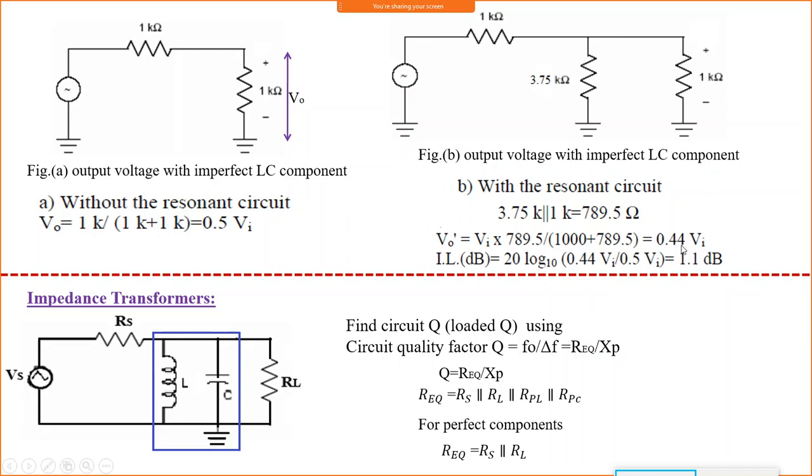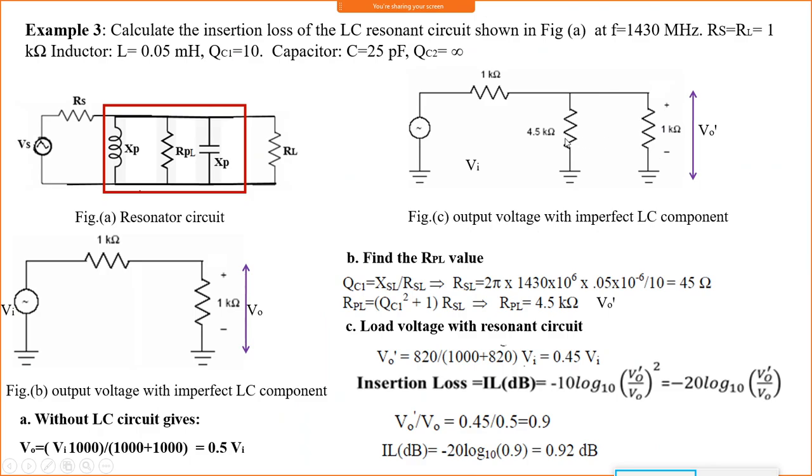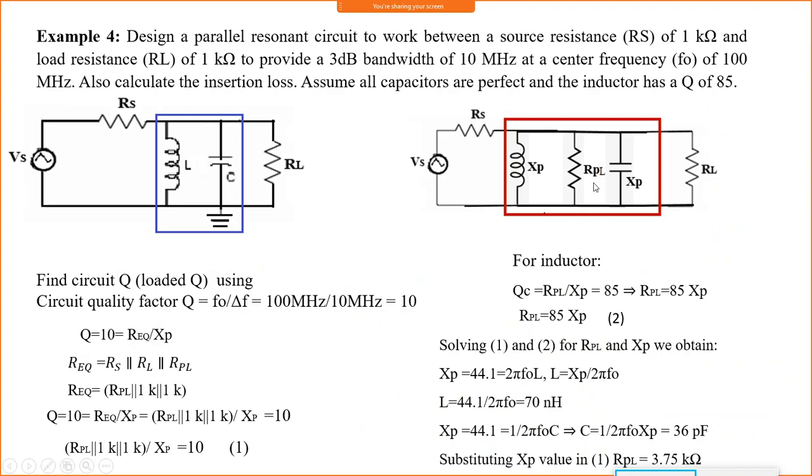The voltage is 0.44 Vi. Compared to the previous problem, where it was 0.45, it is only 0.44 here. The second digit is 4 instead of 5, and that introduces a 1.1 dB loss. Previously, what was the resistance we got? You see 4.5K, and the insertion loss was 0.92 dB, but the resistance decreases here.